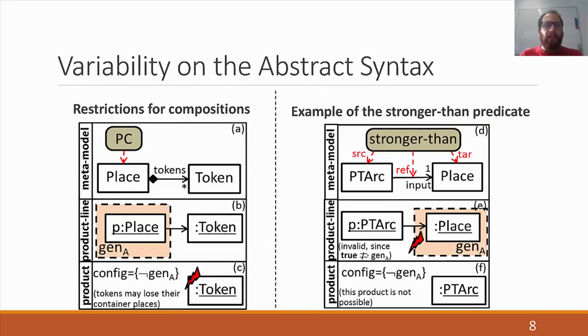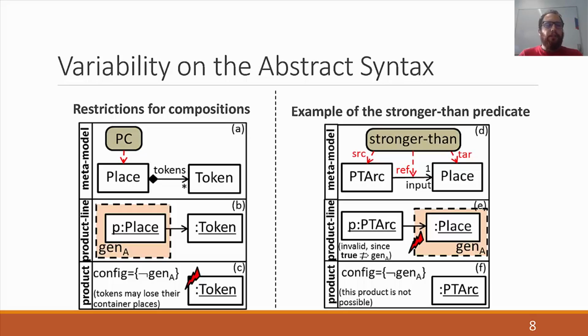Designing the variability for a DSL basically requires considering two aspects. Firstly, deciding which elements can be subject to variability, and secondly, there may be the need to specify well-formed rules among the presence conditions of different elements. These rules must be taken into account in order to ensure the generation of consistent models.